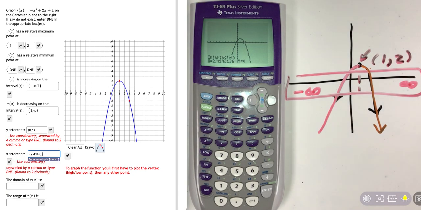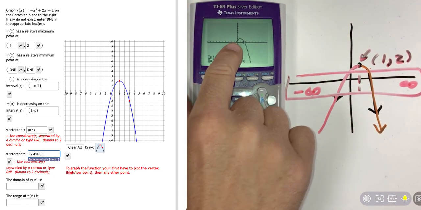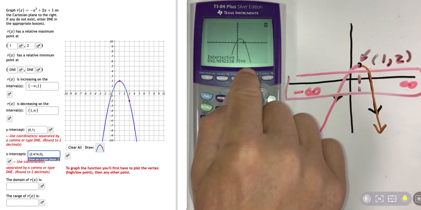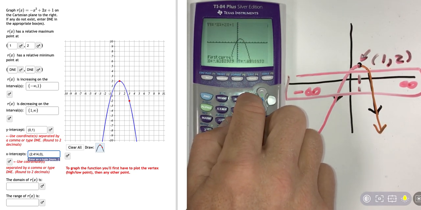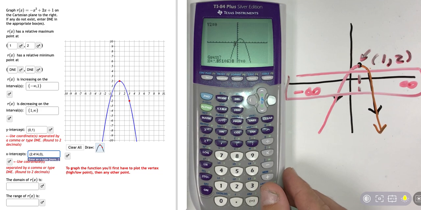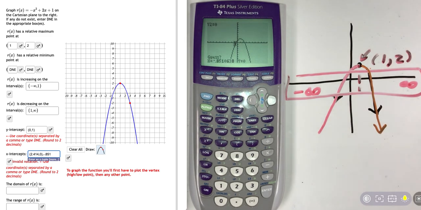And then my other coordinate is going to be this other spot over here on the left. So I'm going to do the same thing. I'm going to go second trace 5, and then I'm going to move my cursor over to the left. And when I do this, I get enter, enter, enter. That one goes to negative 0.851. So negative 0.851, like this, comma 0. And then after I finish that, I now have my 2 coordinates of my x-intercepts. Hopefully that wasn't too difficult.